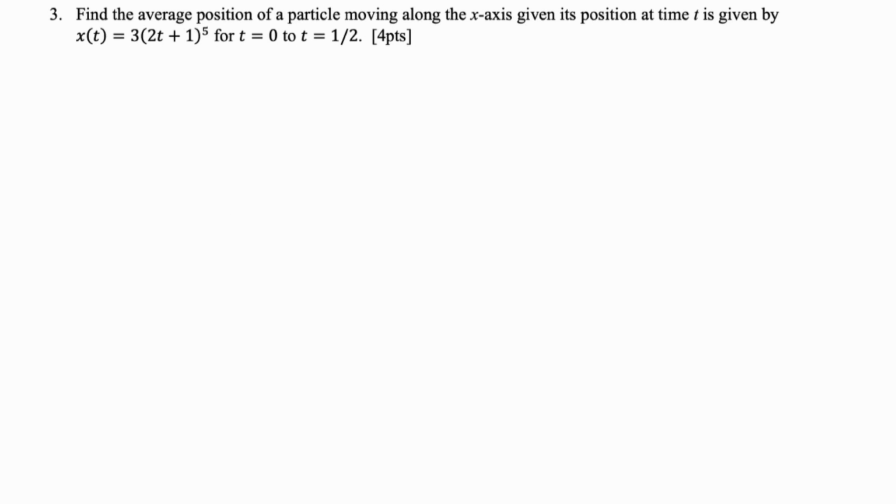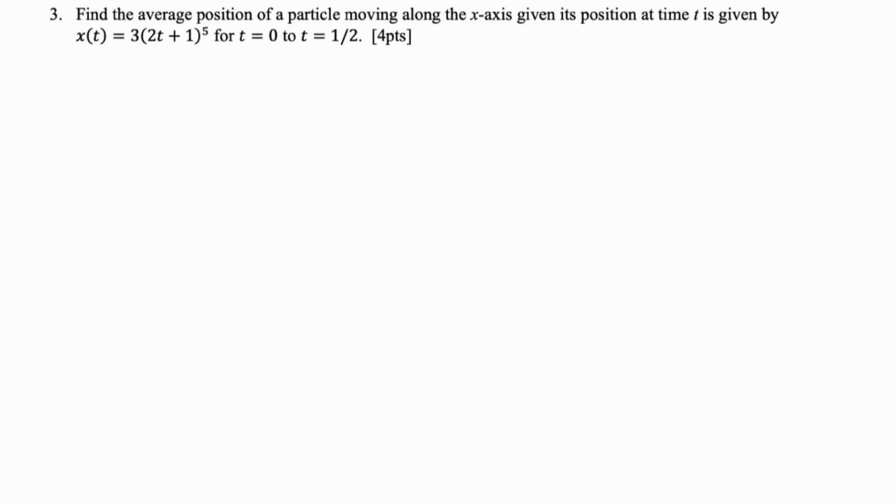Number 3, find the average position of a particle moving along the x-axis given its position at time t is given by x of t equals 3 times the quantity 2t plus 1 to the 5th, for t equals 0 to t equals 1/2. So that's our interval.